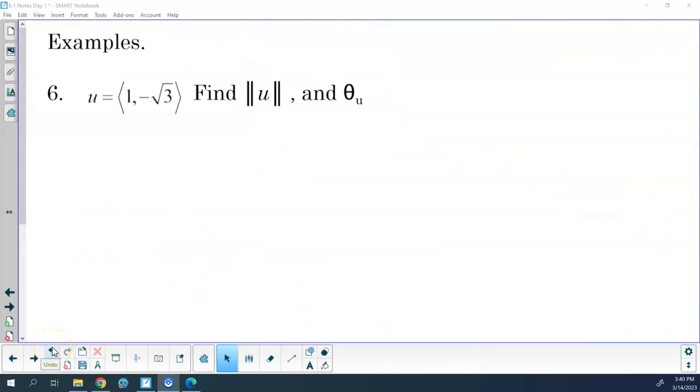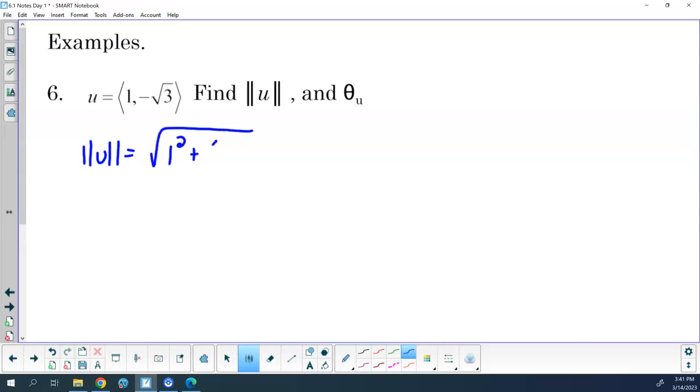Here's some more examples of vectors. We need to find the length, the magnitude of u, and the direction of vector u. So once again, here we go. Let's do magnitude first. Magnitude of u is going to be the square root of 1 squared plus negative square root of 3 squared. 1 squared is 1. Negative square root of 3, quantity squared, is 3. Square root of that is going to be the square root of 4, so that is 2. So the magnitude is 2. The length of that vector is 2 units long.